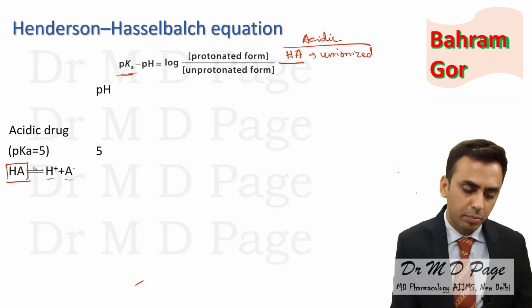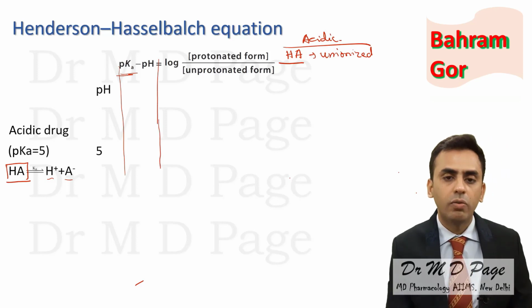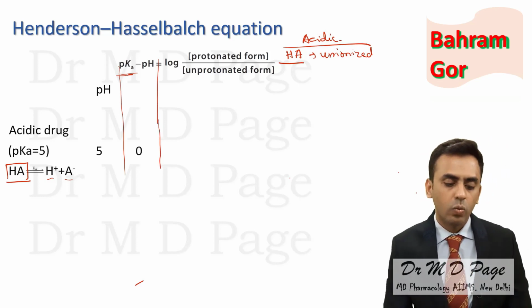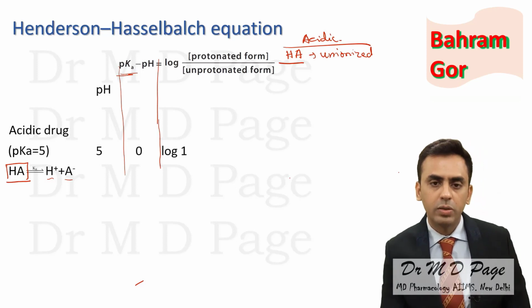What will be this thing? pKa minus pH. What will be this thing? pKa minus pH: 5 minus 5, 0. What log will be 0? Log of 1 will be 0.